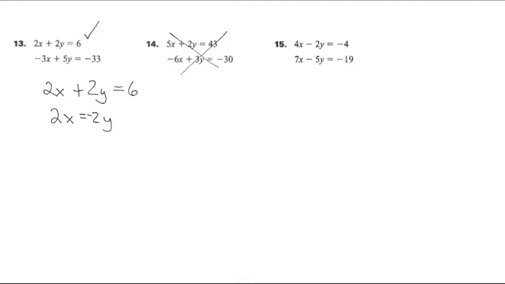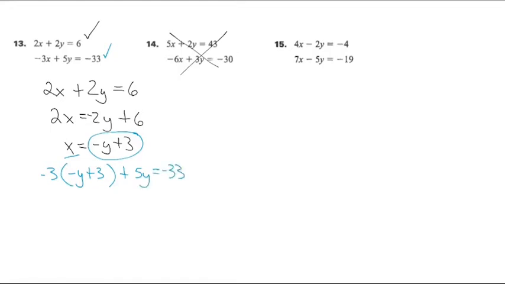Then I'm going to divide everything by 2. And now I'm going to substitute. So I'm going to copy the second equation, except everywhere there's an x, I'm going to put parentheses. And inside the parentheses, I'm going to put what x is equal to. So I have negative 3 parentheses, which gets a negative y plus 3, plus 5y equals negative 33. I'm going to distribute.